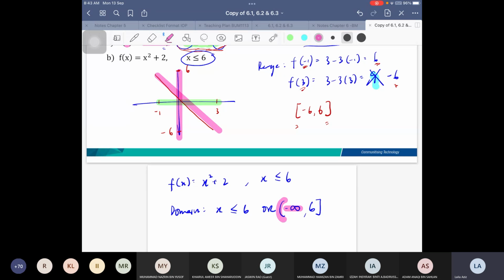So we have no idea. So kita tak tahu exact value. Sebab tu bila kita pakai infinity, kita akan pakai round bracket. Tak kisah positif ataupun negatif.